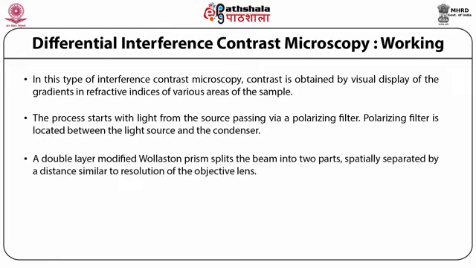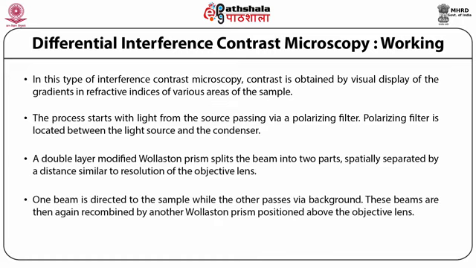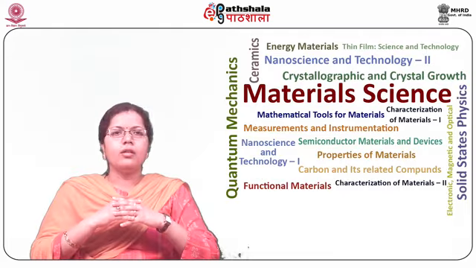A double-layered modified Wollaston prism splits the beam into two parts, spatially separated by a distance similar to the resolution of the objective lens. One beam is directed to the sample while the other passes via the background. These beams are then again recombined by another Wollaston prism positioned above the objective lens.